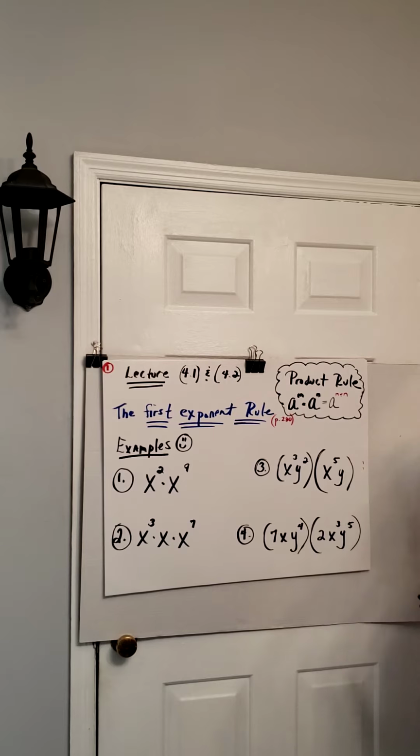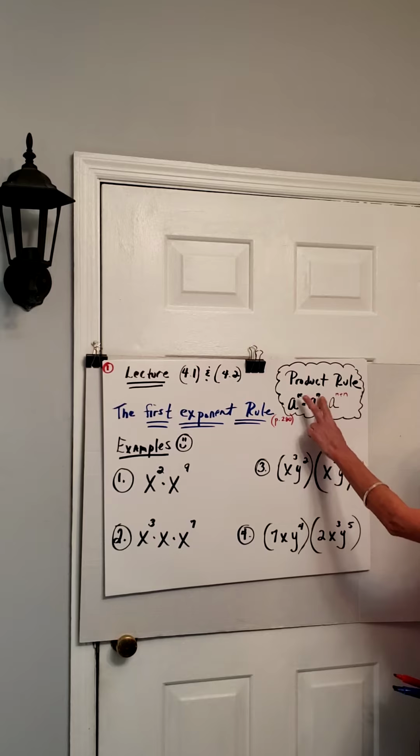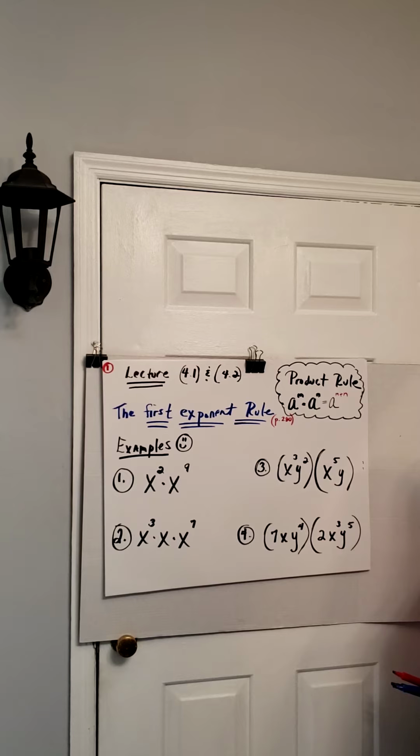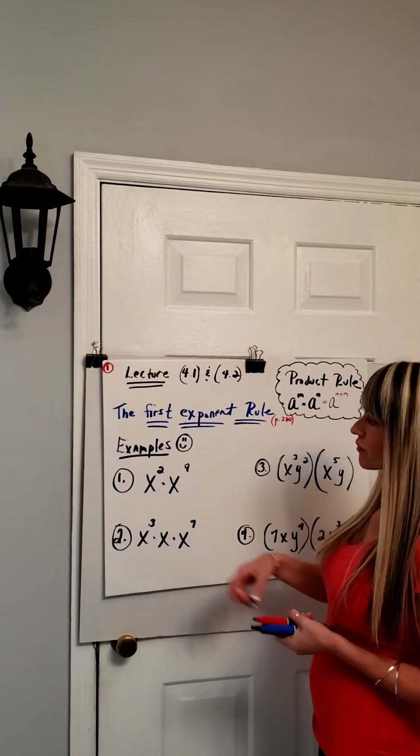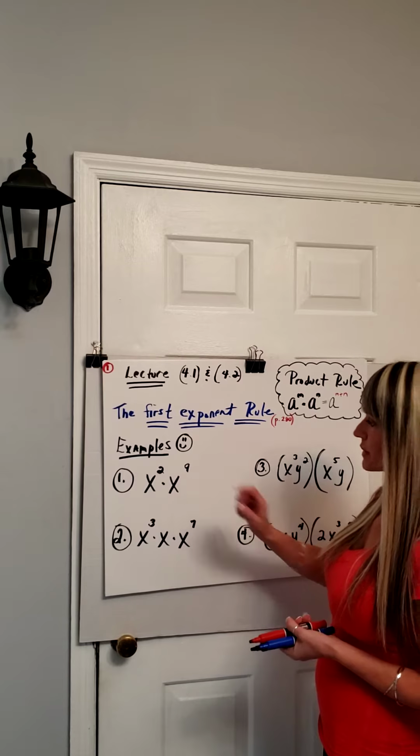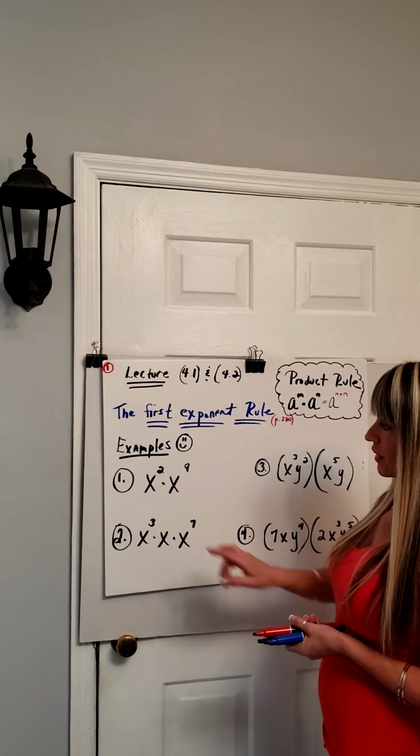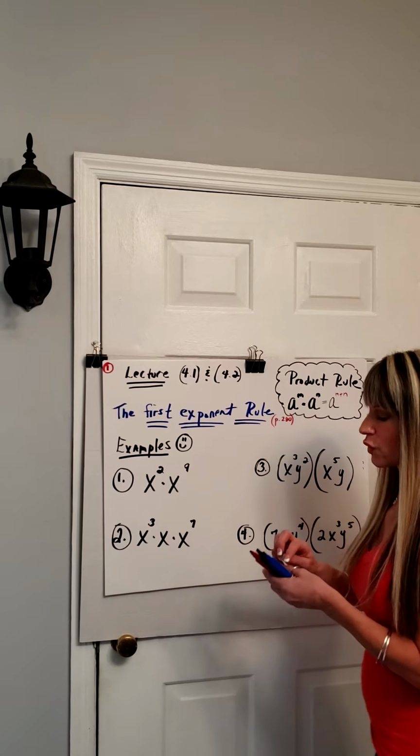So there are rules for exponents, and this happens to be the first one. This is the first exponent rule, and it is your product rule. Okay, and here's what you need to take away from that. When you multiply the letters, you add the exponents. Okay? You add the exponents. All right, so look at the first one. It says x squared times x to the 9th. Okay? They have the same base, so you keep the base.